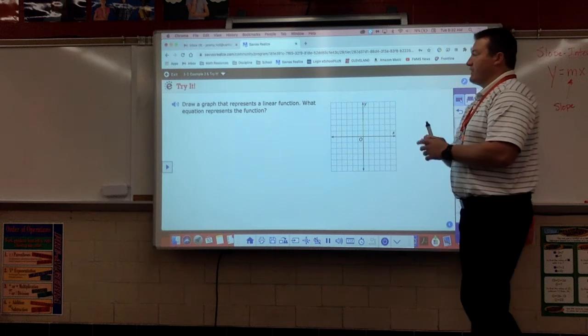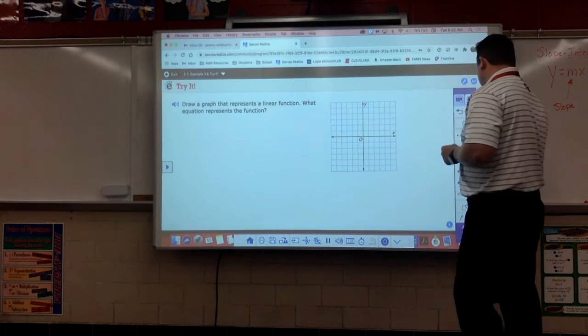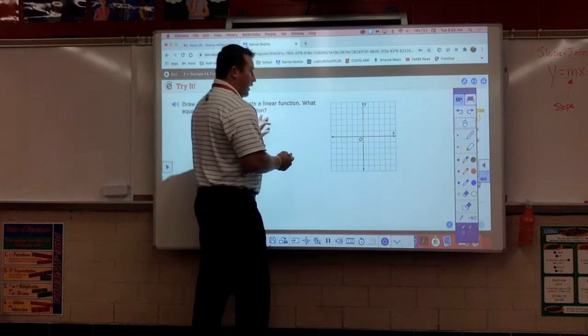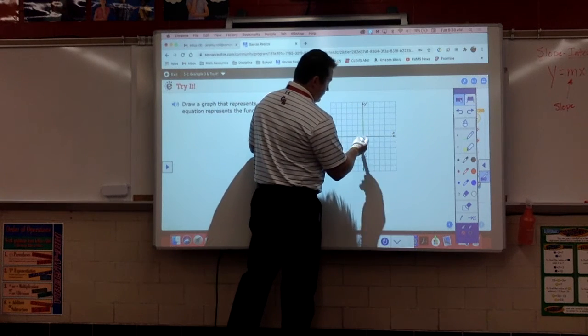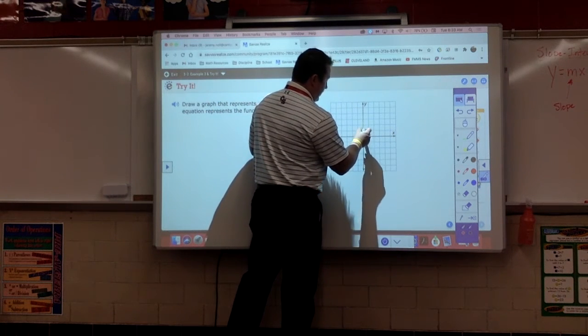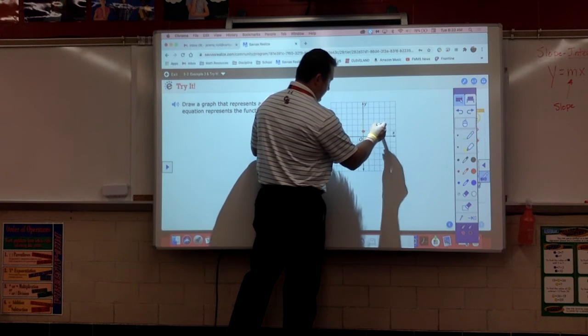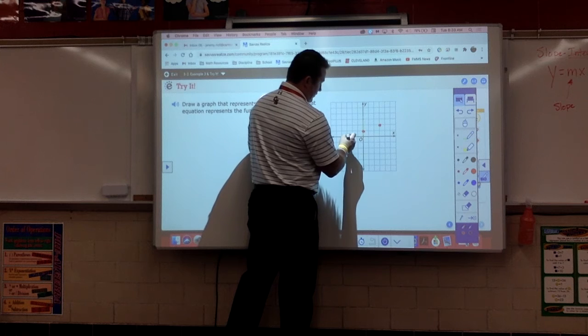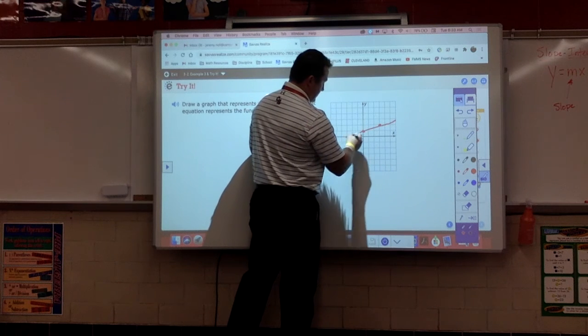Draw a graph that represents a linear function. Sure, we can do that. What equation represents it? Okay, let's do this one. So I'm going to go right here, and we'll go right here, and over here. No, that's not a great point. We're going to go right here. Okay.